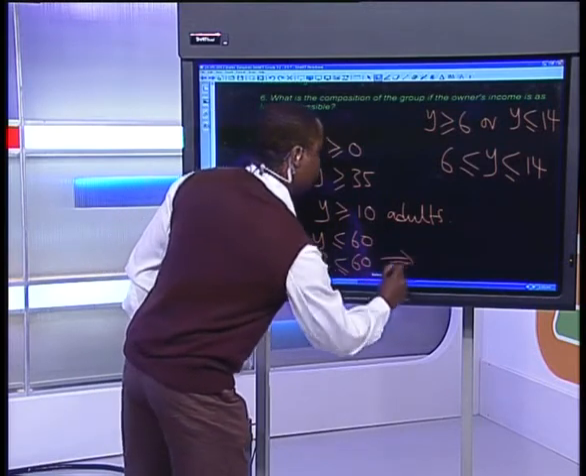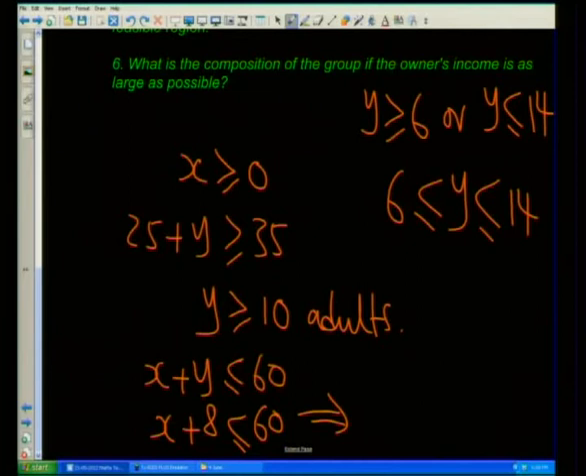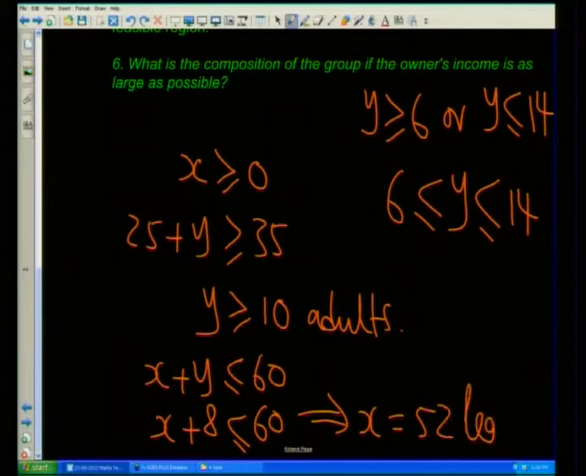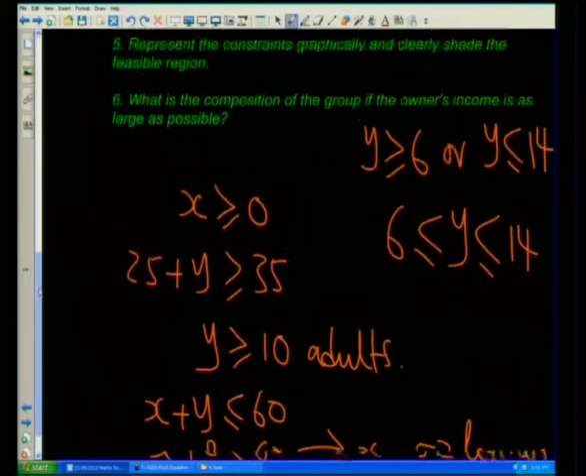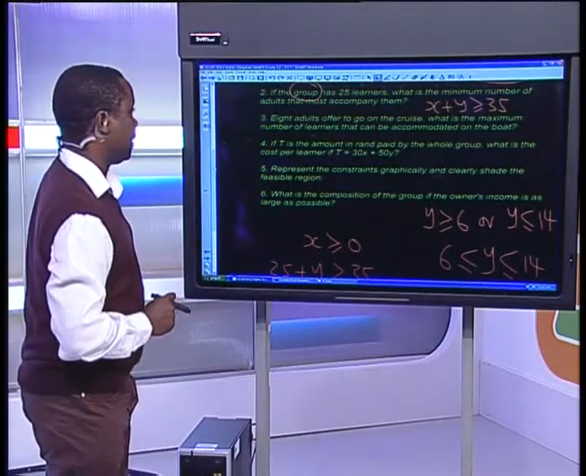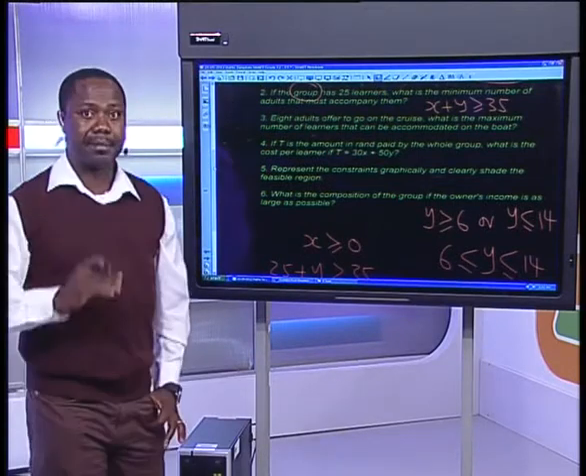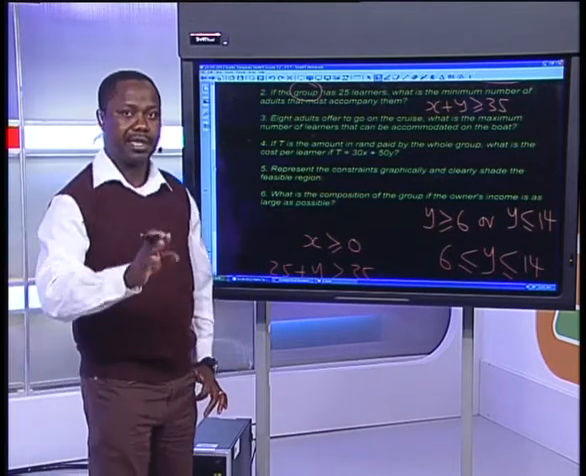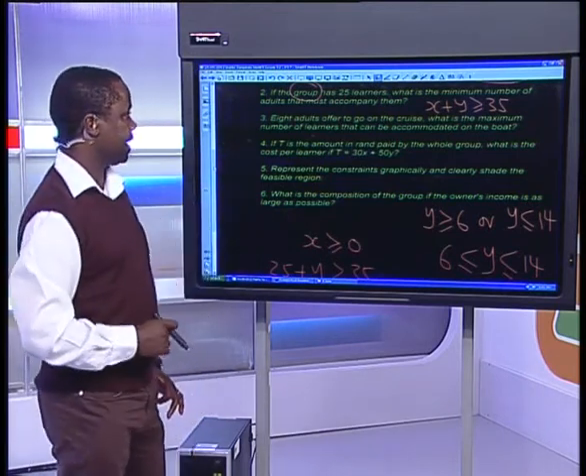So from there you can see that x is going to be the number of learners that can come in. X is going to be 52. 60 minus 8 is 52 learners. And hopefully we have answered the question correctly. Yes, they were asking for the maximum number of learners. So you can accommodate easily 52 learners.